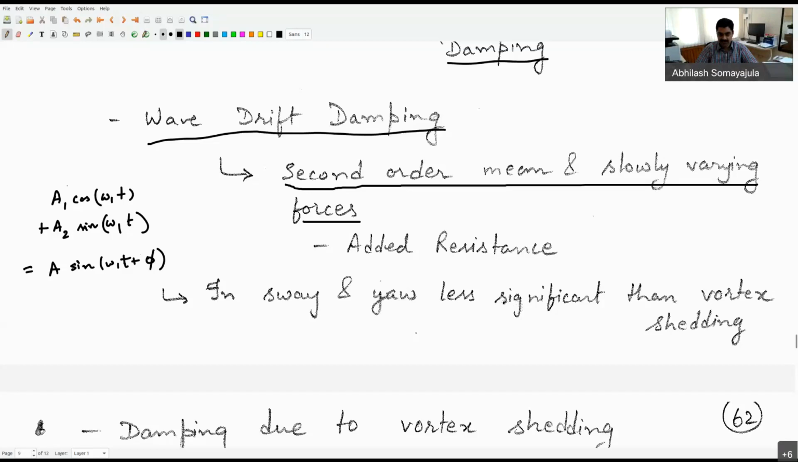What will be A1 in terms of A and phi? Try it out.